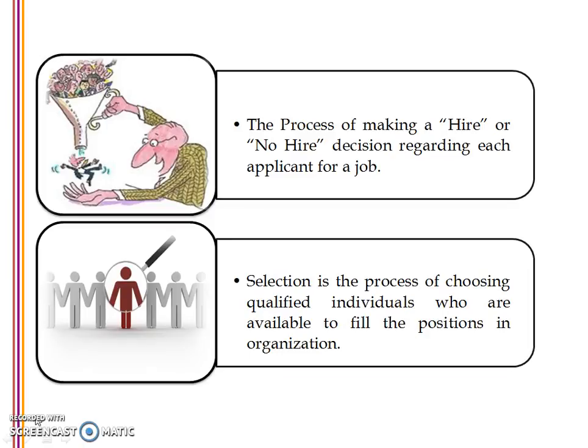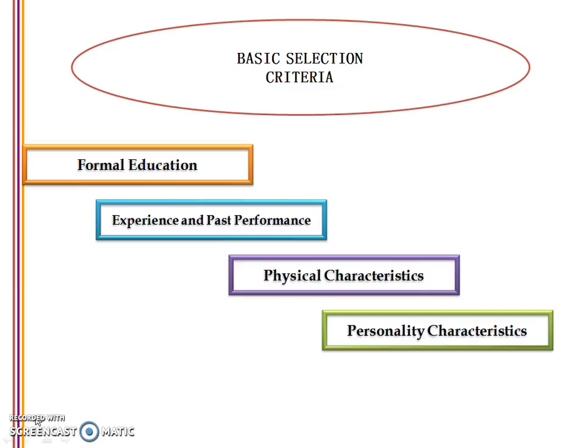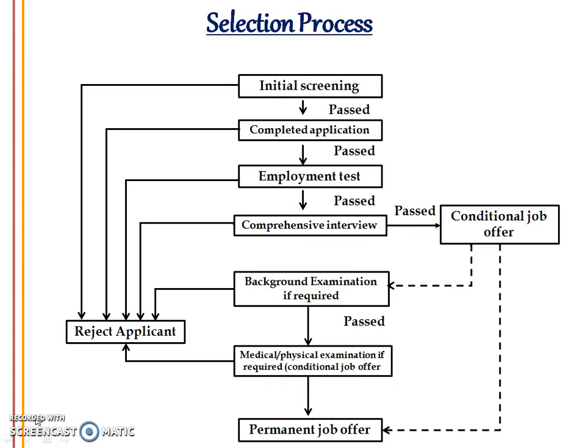Selection process can be explained as a process of making hire or no hire decisions regarding each applicant for a job. It can also be understood as a process of choosing qualified individuals who are available to fill the positions in organizations. The basic criteria for selection can be as follows: formal education, experience and past performance, physical characteristics and personality characteristics. These criteria under the selection process are divided into the following 7 steps.